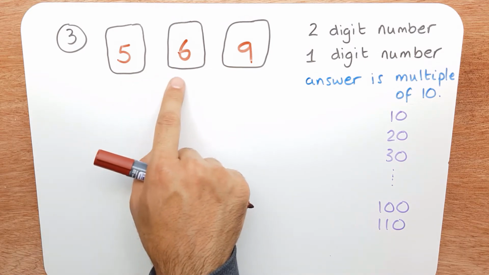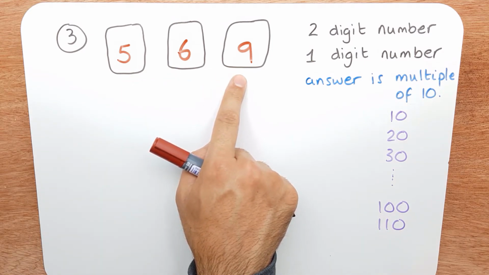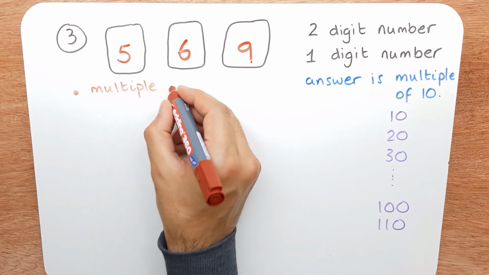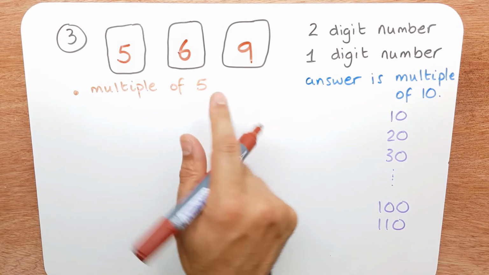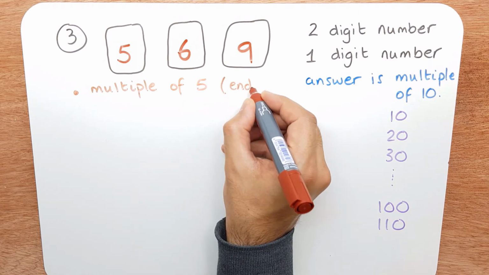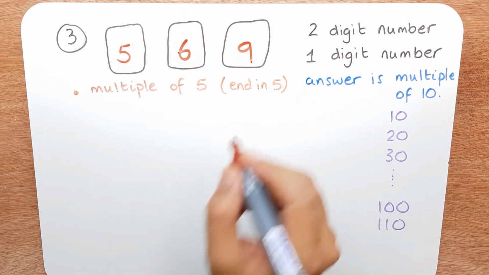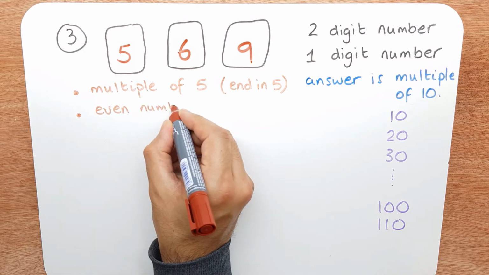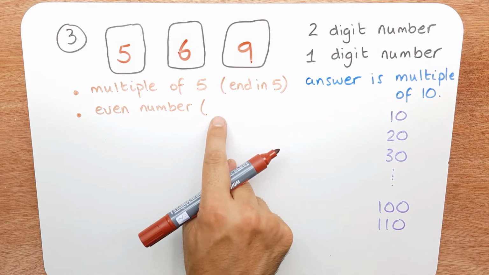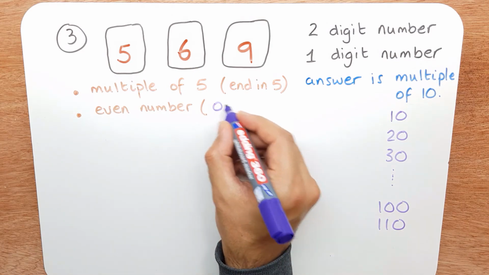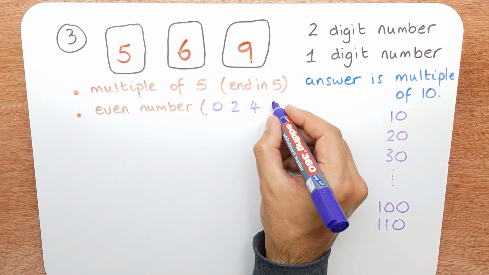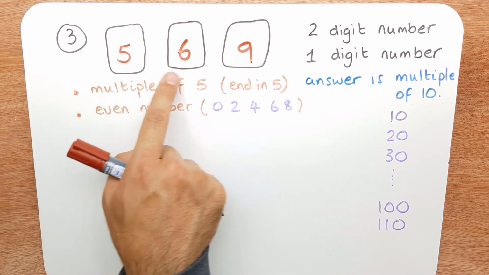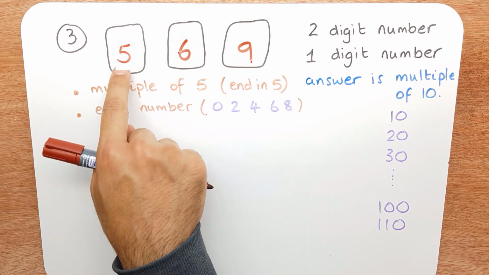Now what we can do is do trial and error, or we can use a rule that says if I have a multiple of 5, all that means is the number has to end in the digit 5. And we multiply it by an even number. And remember, our even numbers end in 0, 2, 4, 6, or 8. If we know this rule, we can do this question in an easy way. So let me try this.